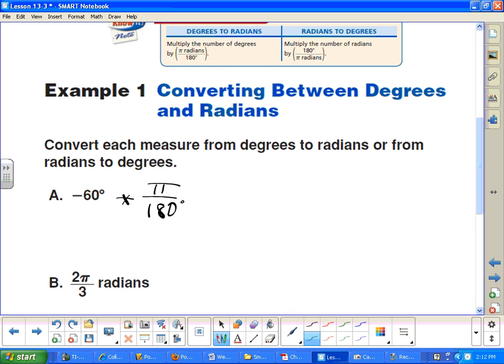Now, when you're checking to make sure you're using the right conversion, always remember that I want to cancel what I start with. Okay? So in other words, I have degrees here, and so I want degrees in the denominator so that they could cancel. Right? If I had radians, then I would want radians in the denominator to cancel. So what I'm going to do is write this as a fraction and then just simplify it. So this would be negative 60 pi over 180.